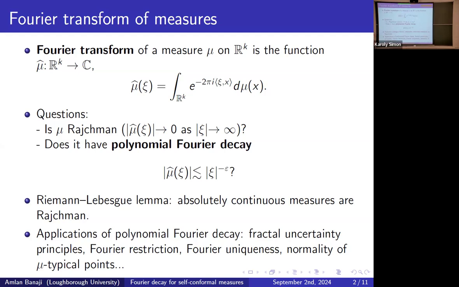So if we recall, a number is said to be normal if its digits equidistribute in every base in a very strong sense. And we have no idea how to prove that specific numbers like pi are normal. But if a measure has fast enough Fourier decay, then we can say that almost every point with respect to that measure is normal. So these are just a few of the applications that we can get from our Fourier decay results by just applying existing results in the literature as black boxes.